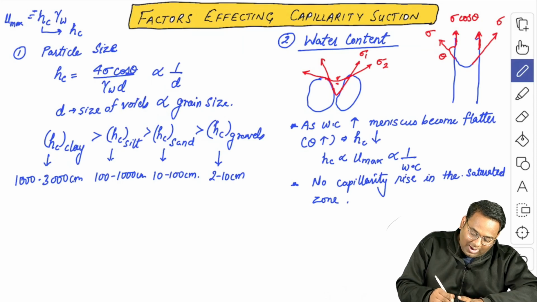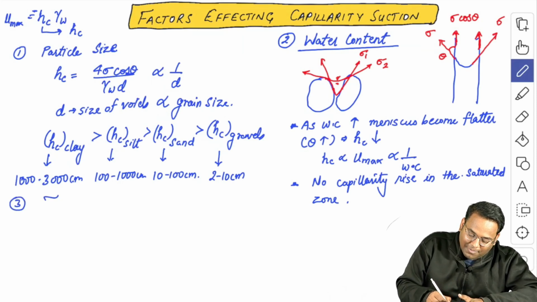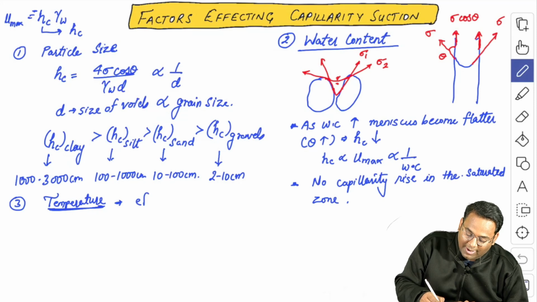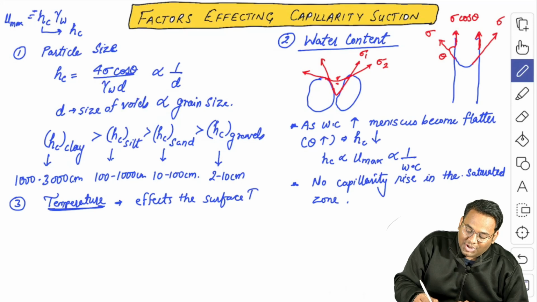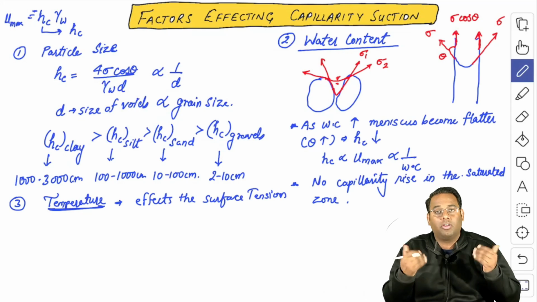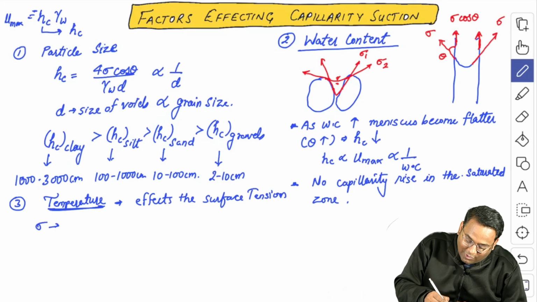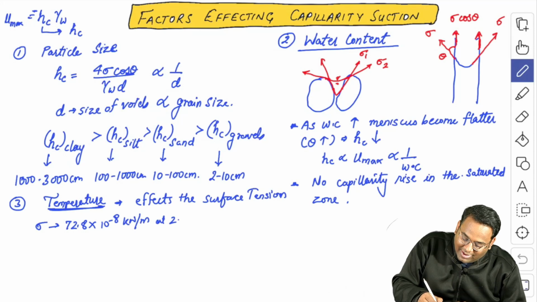Now let us talk about the third point, and that is the temperature. Why temperature? Because temperature affects the surface tension. And if I talk about the surface tension, then the value of surface tension for water is important for us, because we are talking about soil, and hence the surface tension for water is equal to 72.8 into 10 raised to power minus 8 kilonewton per meter at 20 degrees centigrade.